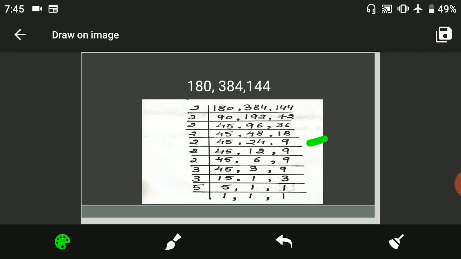Again, in the 2 table 24 comes. Clear? So only one number is divisible by 2. So what do you do? 2 6s are 12. So you write 6 below 12, and 45 and 9 you copy as it is. Clear? Now in the 2 table 6 comes at 3s are. So you write 3 over here, and 45 and 9 will be copied down as it is.